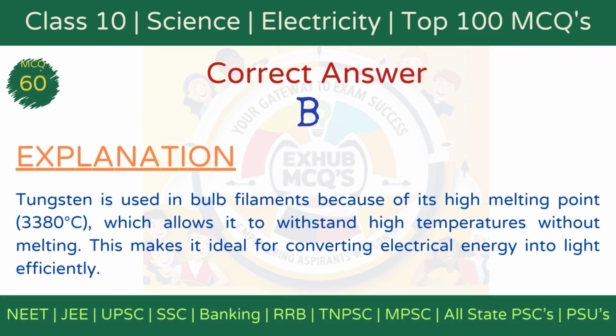The correct answer is option B, high melting point. Explanation. Tungsten is used in bulb filaments because it has a very high melting point, 3,410 degrees Celsius. This allows it to emit light efficiently at high temperatures without melting, making it ideal for electric bulbs.